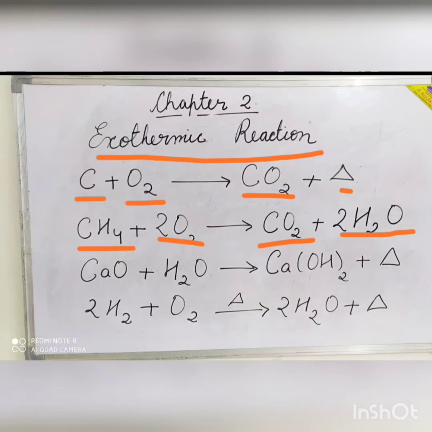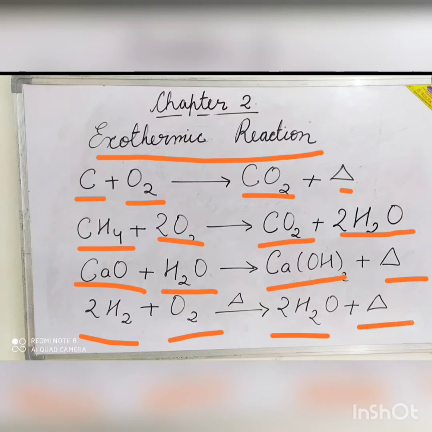Next example, when water is added to quicklime, a lot of heat energy is produced with the formation of alkaline calcium hydroxide, also known as slaked lime. The heat produced boils the water and a hissing sound is produced. Another example of an exothermic reaction is the formation of water. When hydrogen is burnt in oxygen, water is formed and heat energy is released.